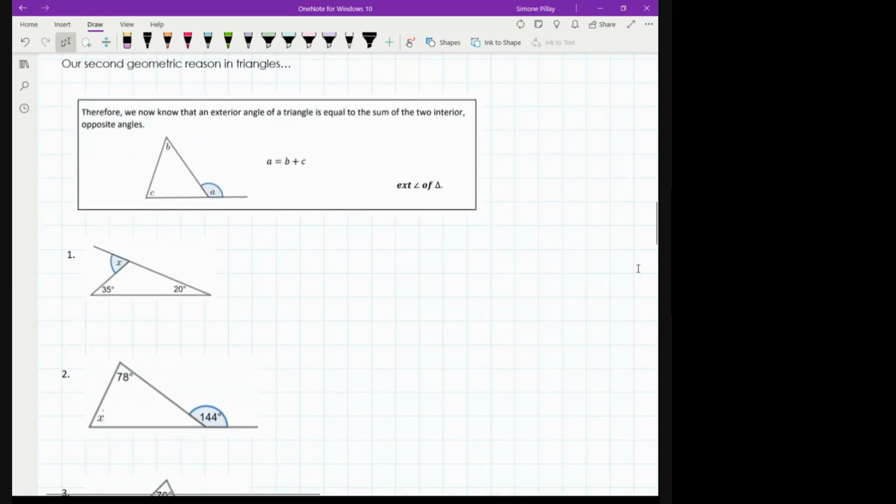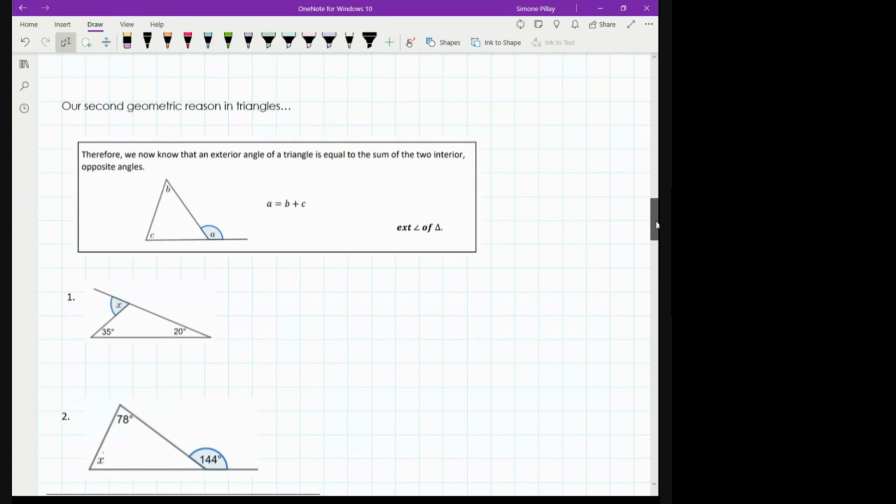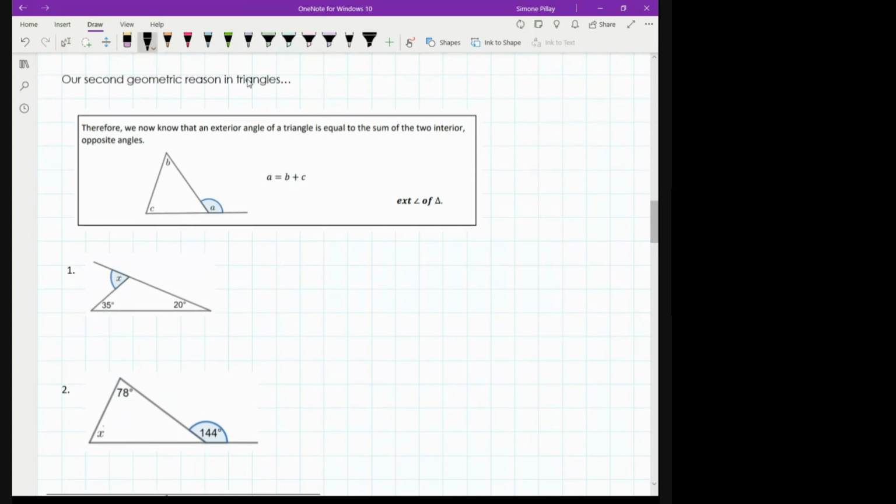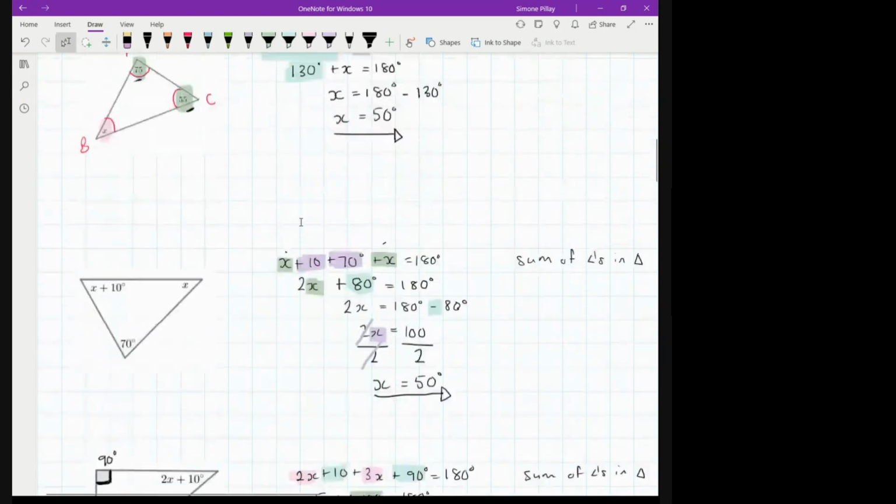Okay, so now we have a second geometric reason when we deal with triangles. So I want you to just ignore this therefore. What they're saying is that an exterior angle of a triangle. Now, what do they mean when they talk about an exterior angle of a triangle? So far, what we've spoken about has been interior angles.